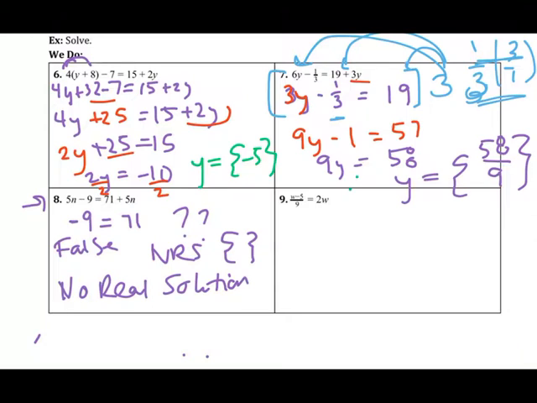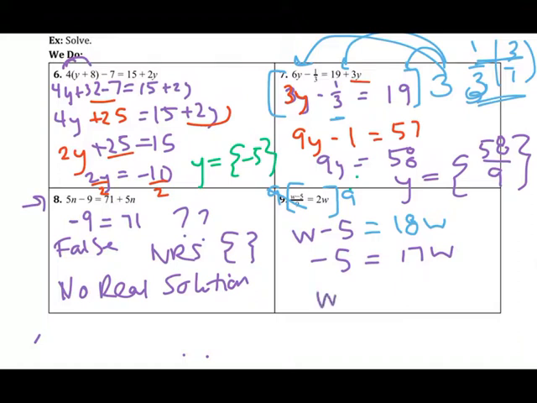Okay, number 9. W minus 5 divided by 9 equals 2W divided by 9. Oh, I could get rid of that. I don't like this fraction. I could get rid of divided by 9 if I just multiply everything by 9. So over here, those 9s are going to divide out. We're going to have W minus 5. On this side, 9 times 2W is going to give me 18W. I'm going to subtract W on both sides, so that's going to give me negative 5 equals 17W, and I'm going to divide by 17, so that's going to give me that W equals negative 5 over 17.